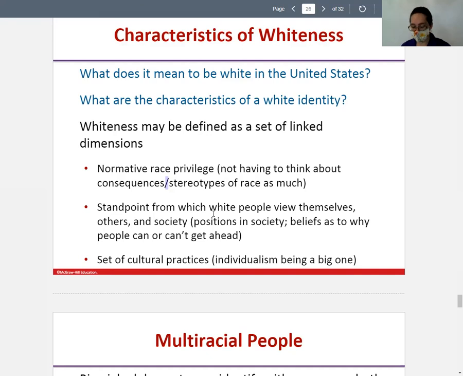That's the standpoint from which people who are European American view themselves. How we view ourselves and race obviously influences how we communicate with other people. So if you are European American, then you probably are under the assumption that race relations in the US are relatively positive.